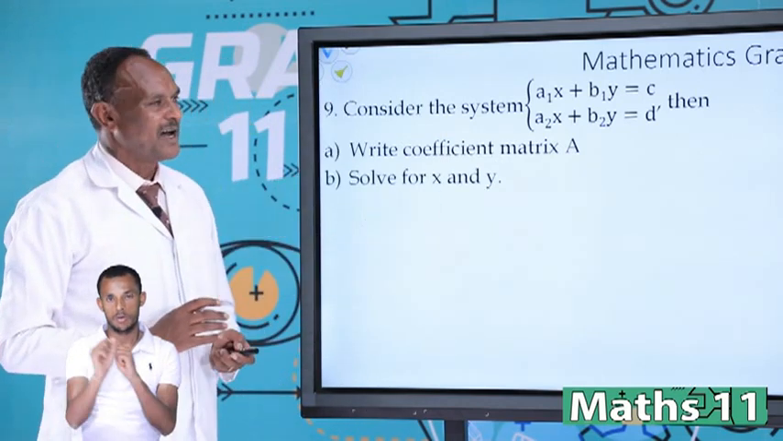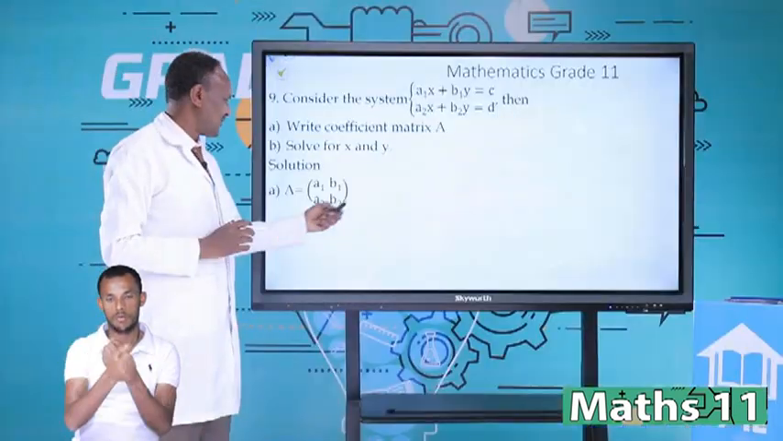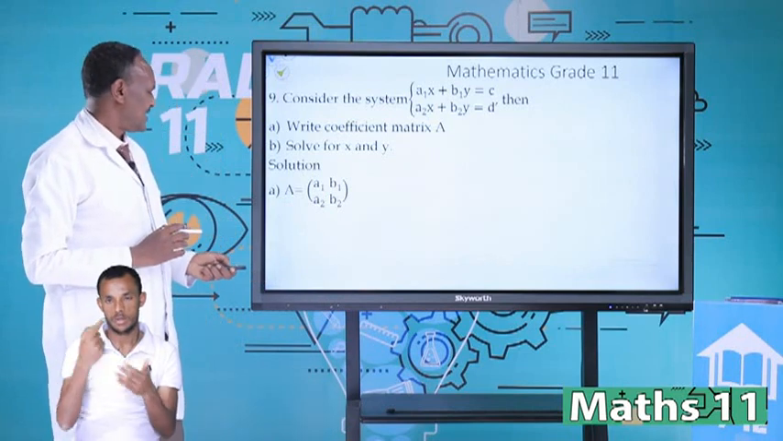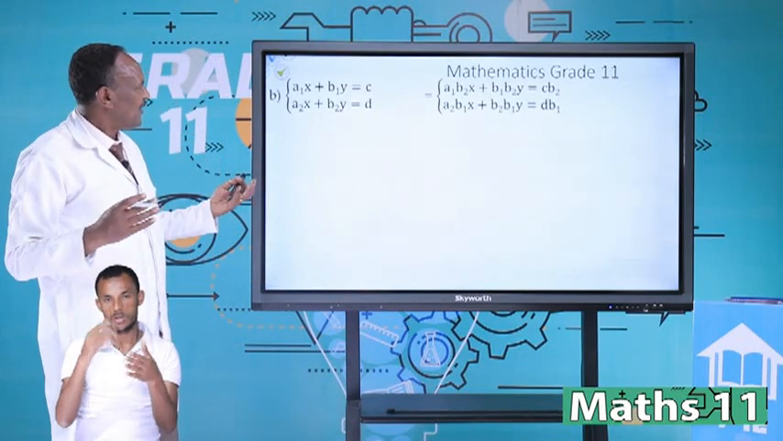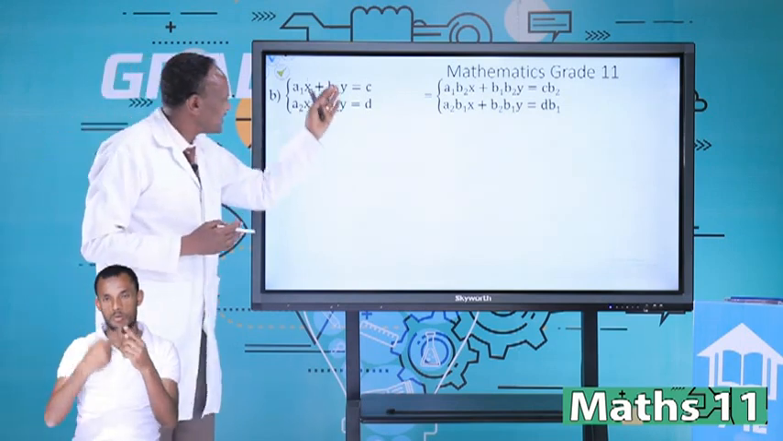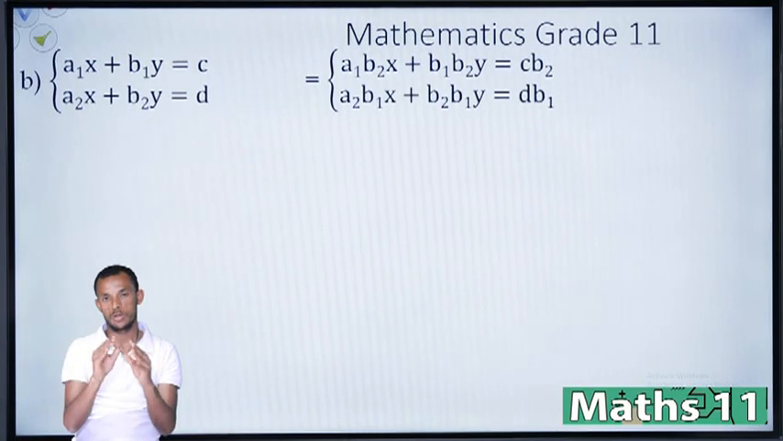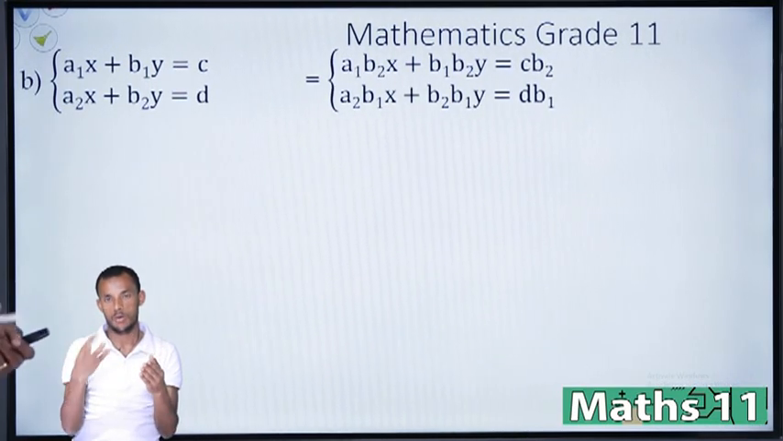Solve for x and y. The coefficient matrix is this one. How do you find the solution set of these systems of equations? I hope that in lower grades you remember how to find the solution set of systems of equations simultaneously by the elimination method or by the substitution method.